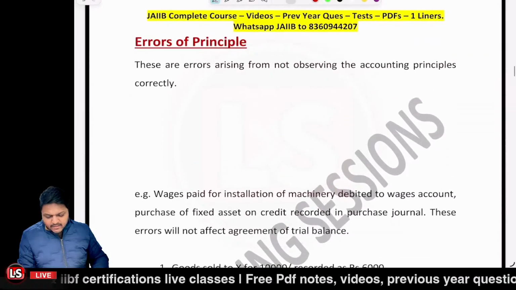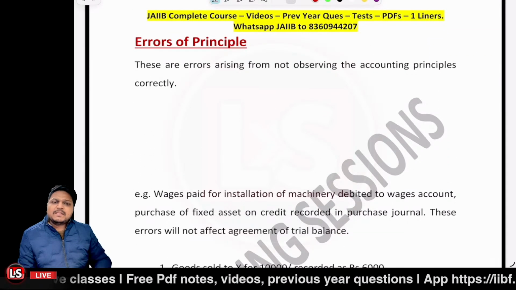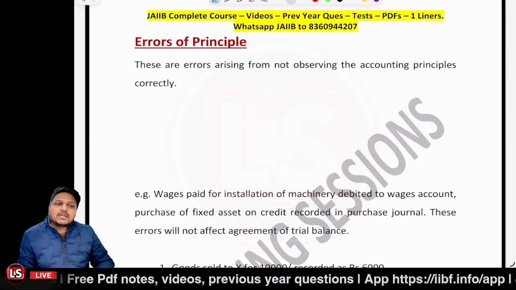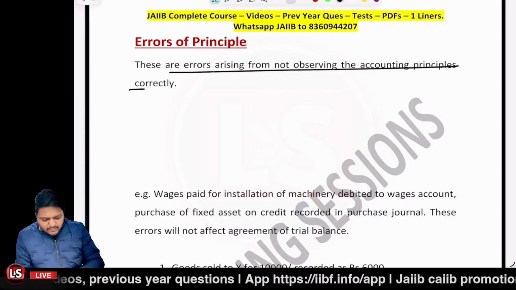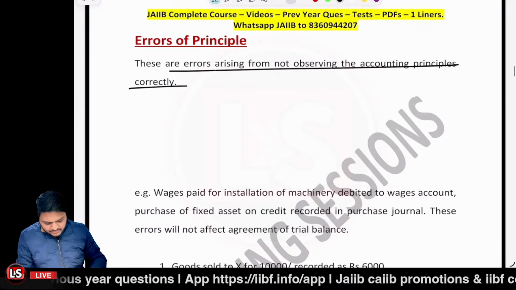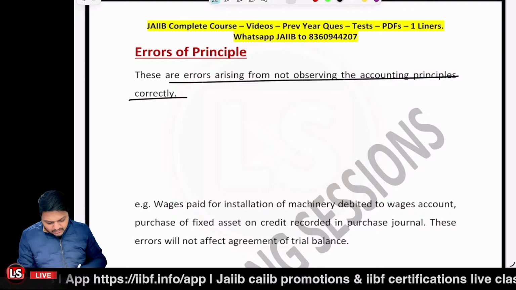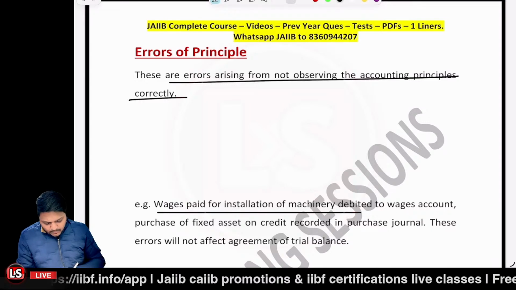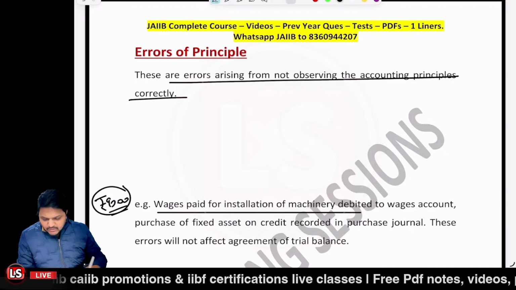Now let's move ahead. It's related to the error of principle. When you're not following the accounting principles, that is error of principle. I gave you one example also. Let's solve that particular example. Wages were paid for installation of machinery. Let's say rupees 9,000 of the wages were paid.